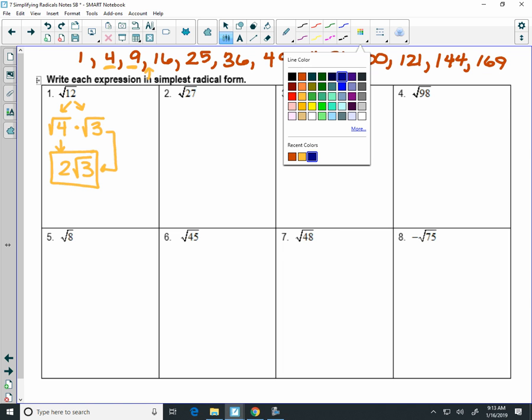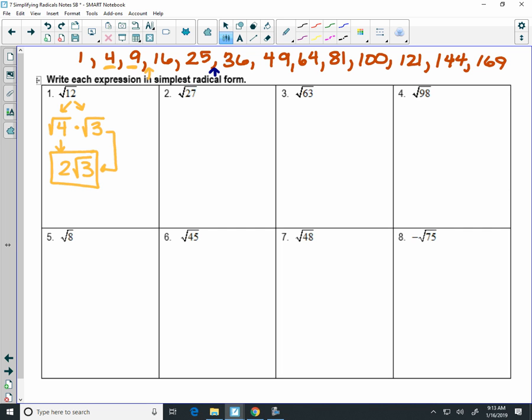Okay, 27. It would go right here, just above 25. So I'm going to go backwards in my list. 25 does not go into 27. 16 does not divide into 27 evenly, but 9 does. 27 is 9 times 3. The square root of 9 is 3. And the square root of 3 we can just bring down.